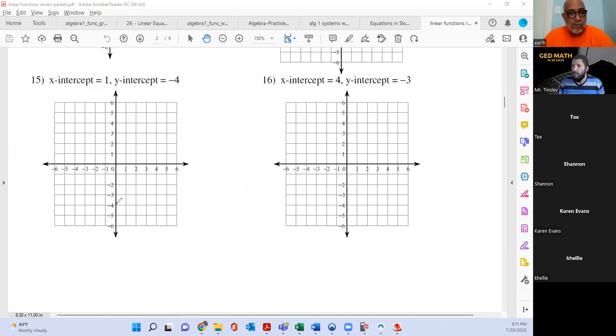So I'm going to do -4. If the y-intercept is where the line crosses the y-axis, the x-intercept must be where the line crosses the x-axis. And that's all they want you to do here. That's my 2 points; connect the 2 points.